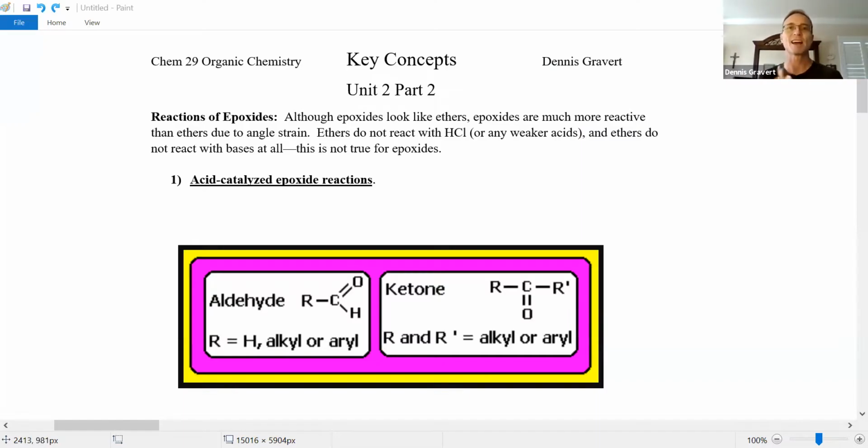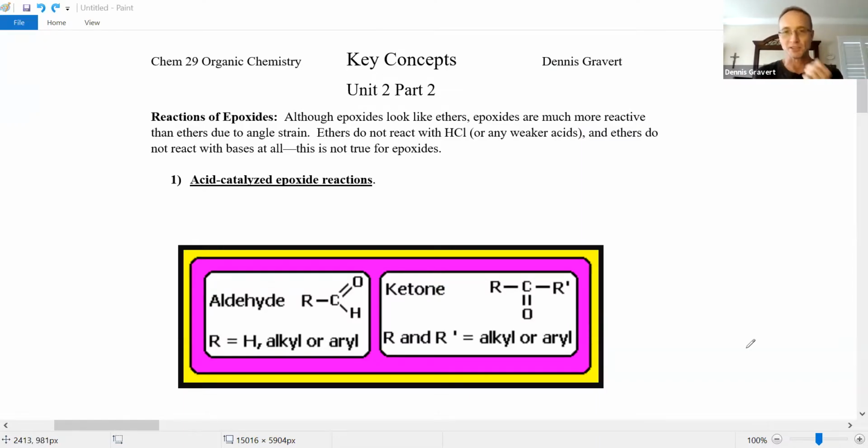Hi, everyone. Let's take a look at aldehydes and ketones today. In this video, we're in the middle of Unit 2 of our key concepts. Let's go to Key Concepts, Unit 2, Part 2. We're actually halfway through that already. Here it is.